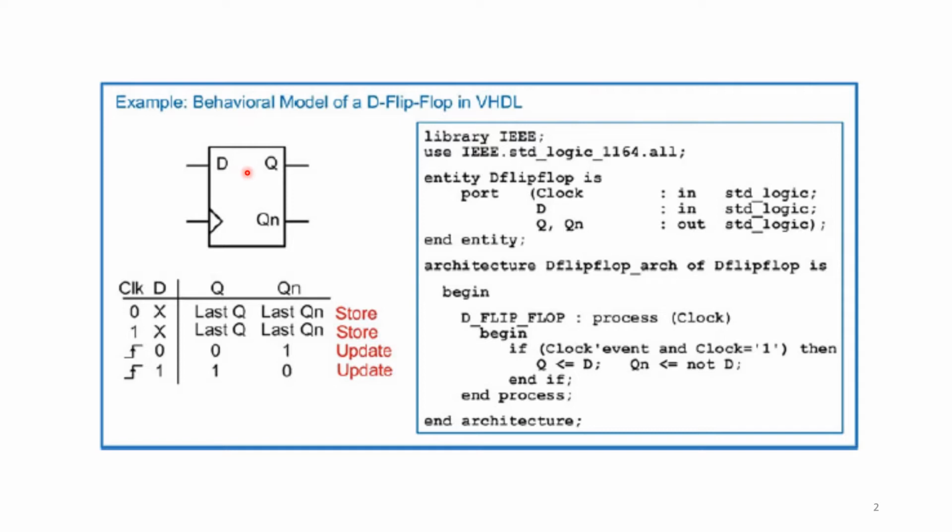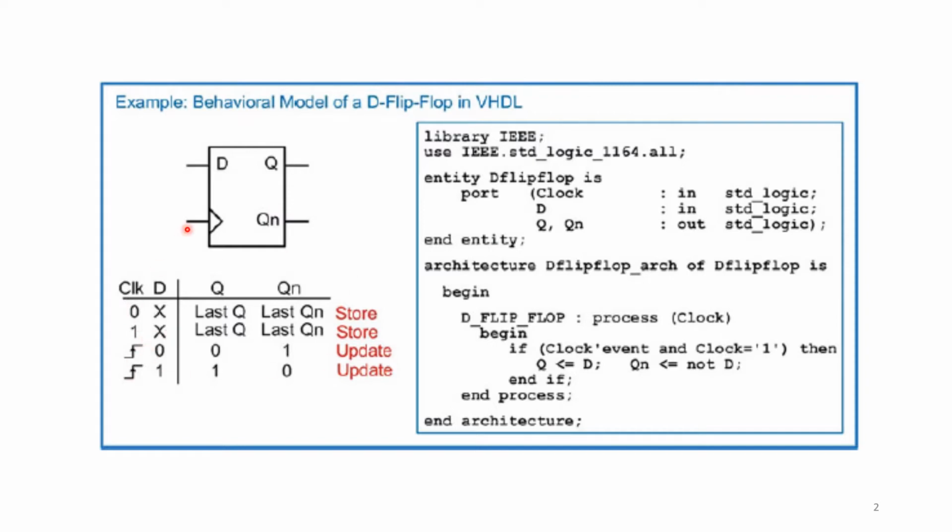So usually in a D flip-flop you have inputs. This is your D, and this is your clock. Whenever your clock is activated, your data will be transferred to Q, and Qn is the inverse of Q, right? So this is your truth table itself, given.